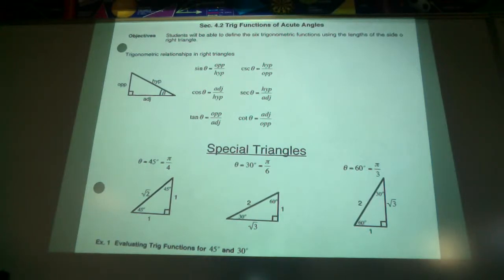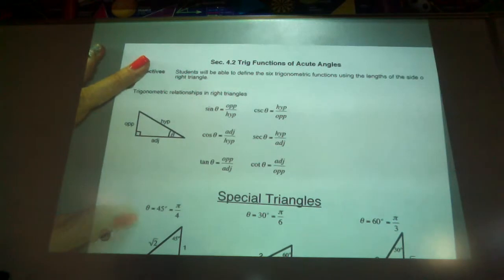So 4-2 has a lot of previous knowledge in it, so I'm going to kind of zip through that. However, I'm going to give you some good ways to memorize things. The whole front page is stuff that you should memorize. Now, I'm not really big on memorization if you know how to derive it or where it comes from. So let's just start with the top here first.